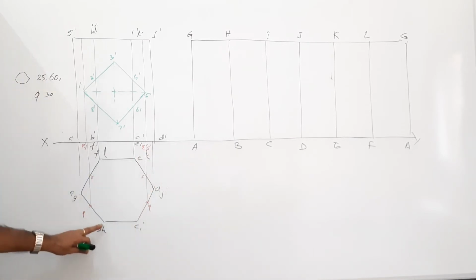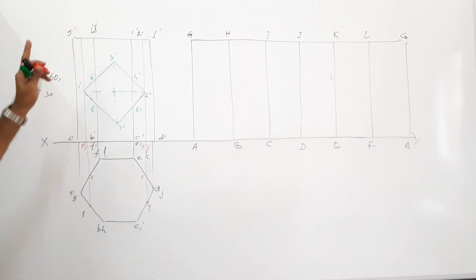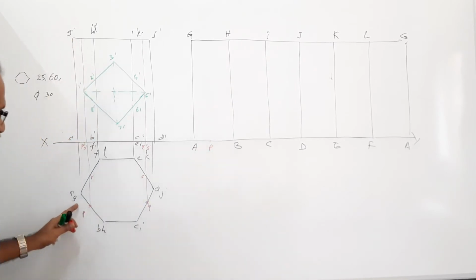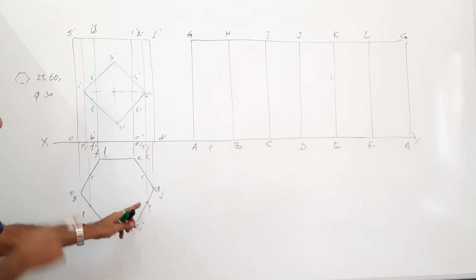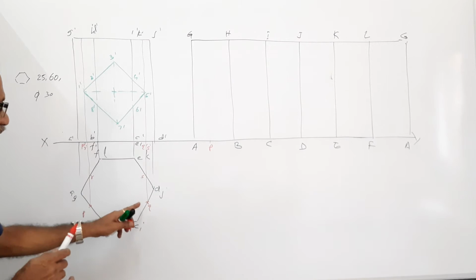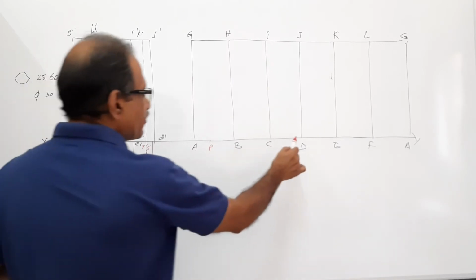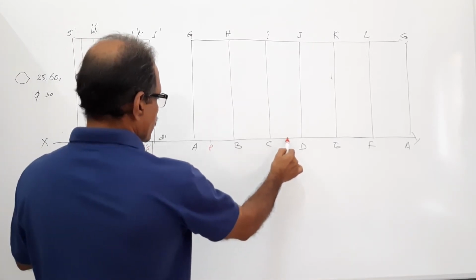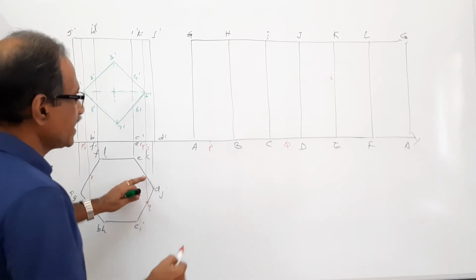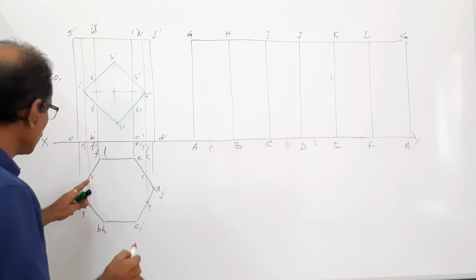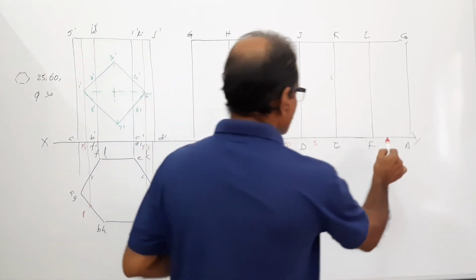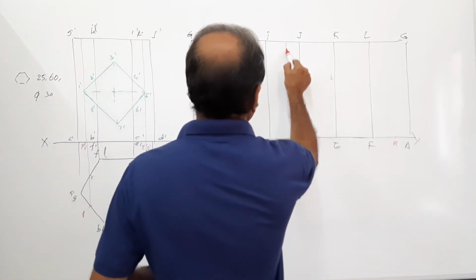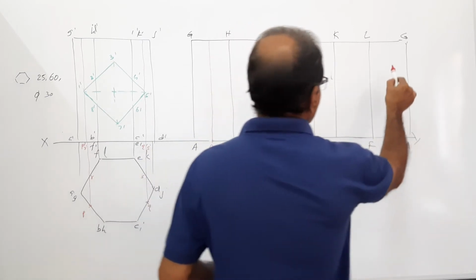Where is P? P is on the way from A to B. On that edge is 1 dash. So where is P? Locate P. On the way from A to B, take this distance and mark. This is P. Same distance from D to C is Q. This distance and this distance are the same. On the way from D to E, S. On the way from F to A, R. Draw vertical lines through them: one vertical line through P, through Q, through S, and through R.